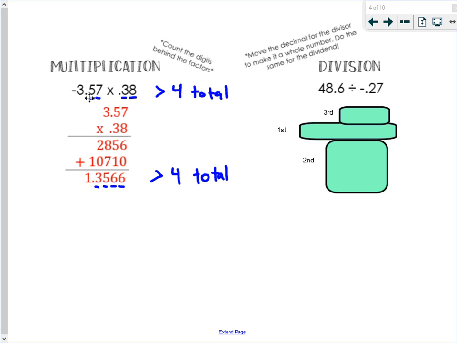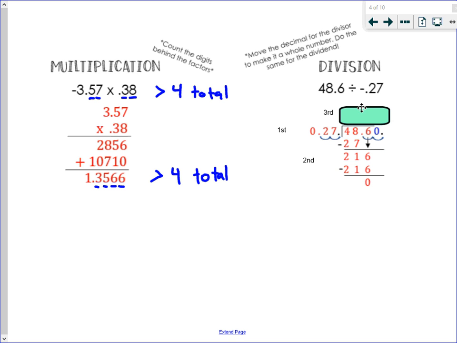When you're dividing, remember you're going to look at the divisor. And in our divisor, we have 2 digits behind the decimal point. So we're going to move the decimal point to the right. We're going to move it to the right 2 spaces in both our divisor and our dividend. And then we divide. So it's going to be 4,860 divided by 27. 27 goes into it 180 times. And since we have a positive divided by a negative, our answer is going to be negative. So our answer is negative 180.